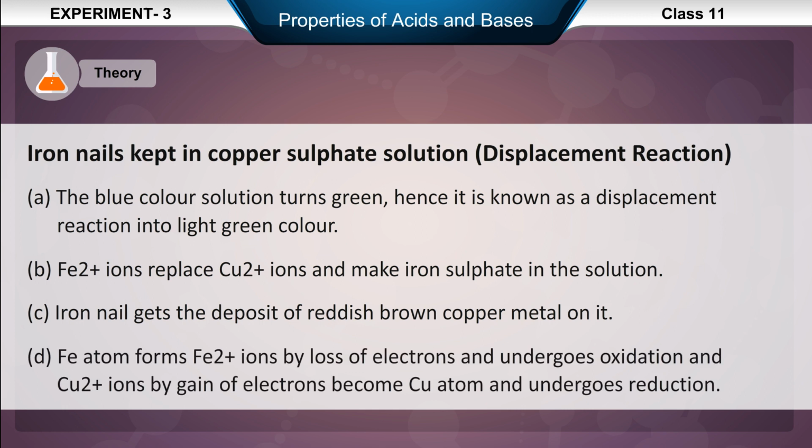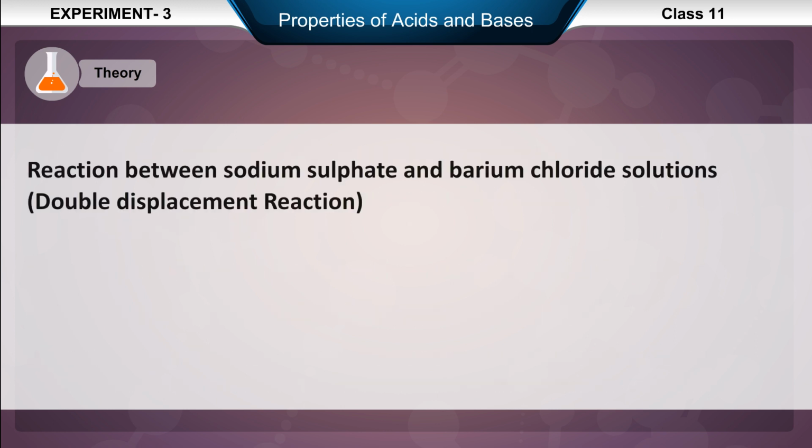D. Fe atom forms Fe2+ ions by loss of electrons and undergoes oxidation, and Cu2+ ions by gain of electrons become Cu atom and undergo reduction. 4. Reaction between sodium sulfate and barium chloride solutions, double displacement reaction.